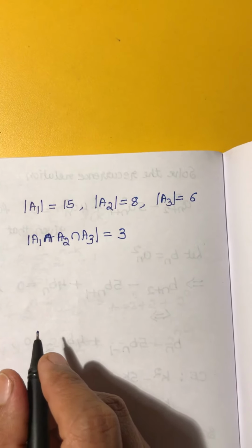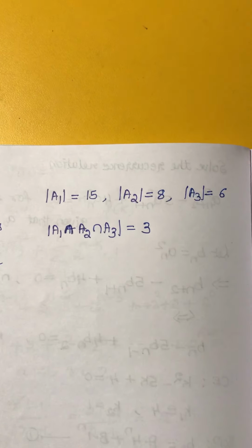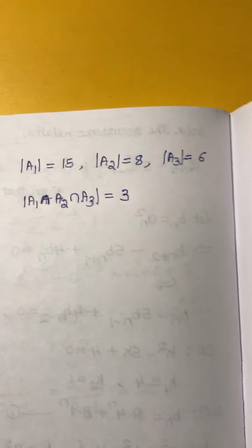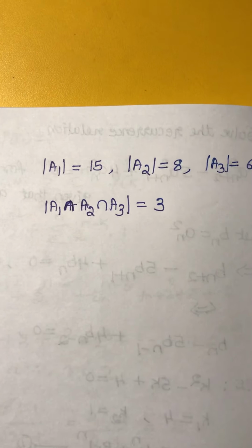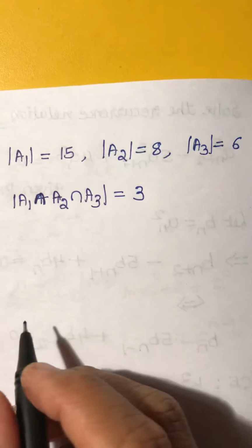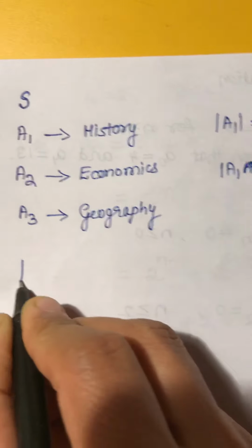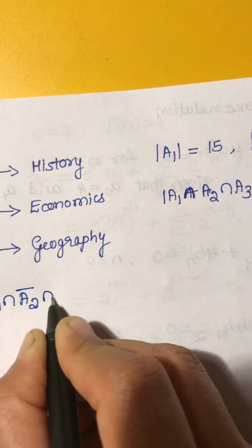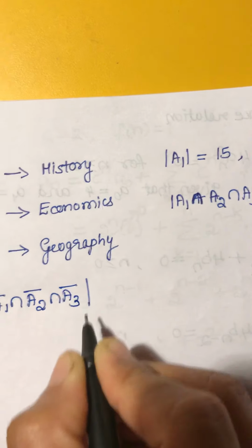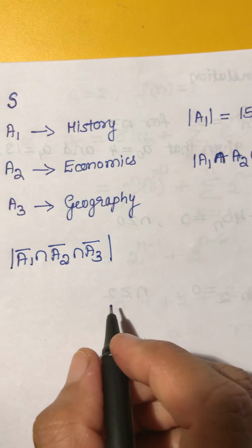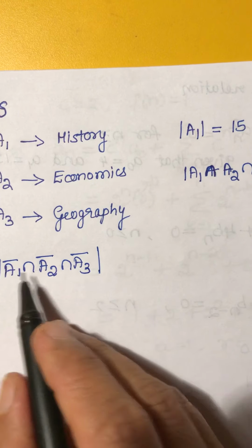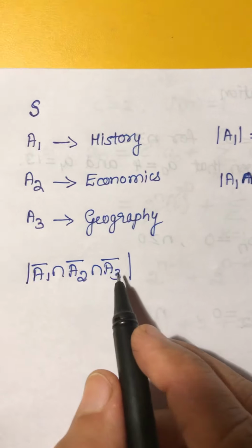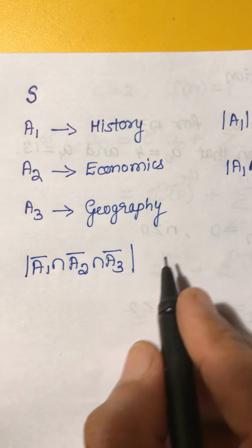So now we have to see how many students study none of these subjects. Actually they are saying show that 7 or more students study none of these subjects. So the number of students who study none of the subjects means mod of A1 bar intersection A2 bar intersection A3 bar. This is what we want. Not studying history, not studying economics and not studying geography either. How many students do not study any of these subjects?